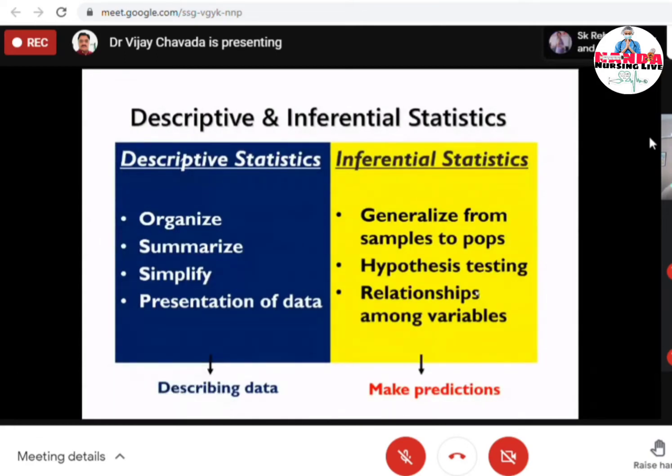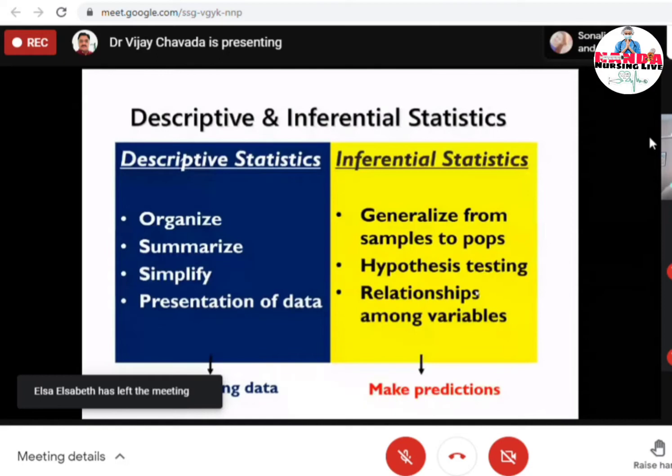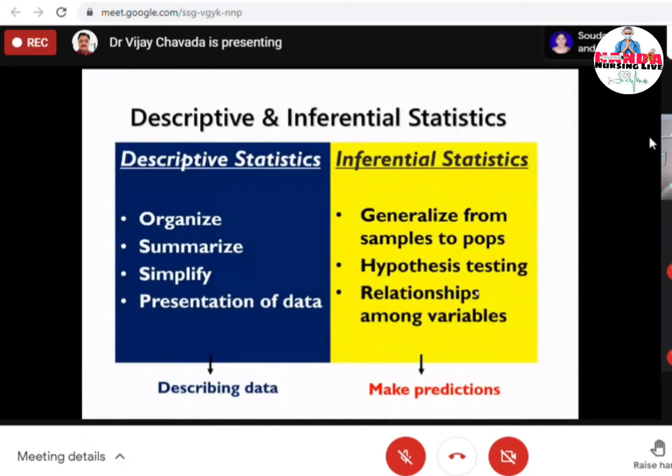I'm pretty sure you now have a clear understanding of what is meant by descriptive statistics and inferential statistics. Something which describes the data is descriptive statistics, and something which predicts inferences is inferential statistics.